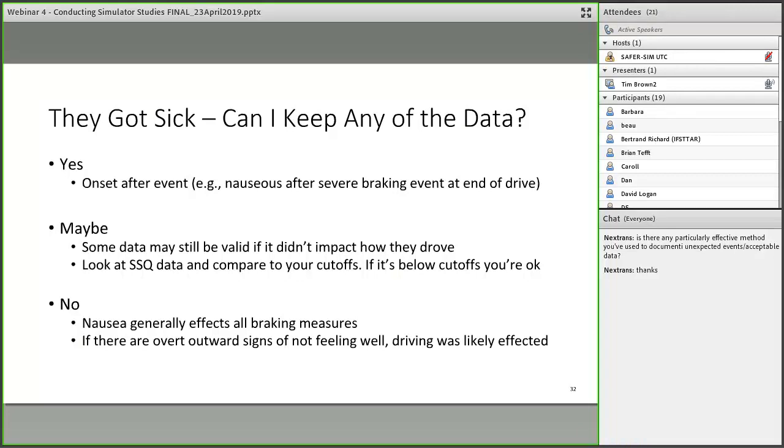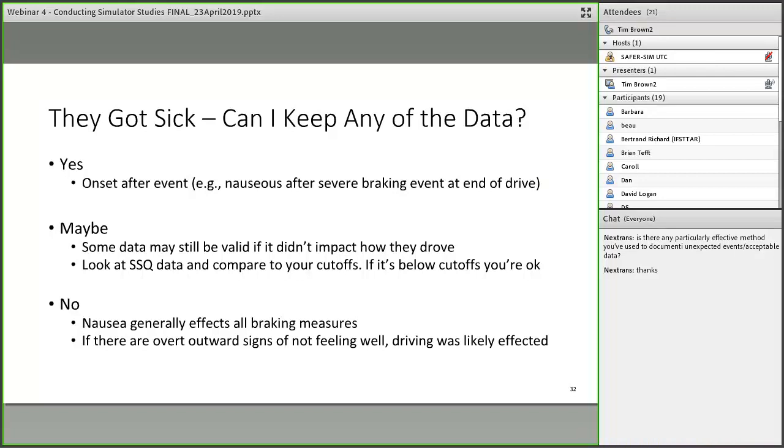Maybe some data may still be valid. If they got sick partway through, we may be able to keep data up to the point where they started feeling sick. Let's say there was a braking maneuver and they report that they started feeling nauseous after the first one. Well, maybe we can keep all the data up to that first event where they started not feeling well.